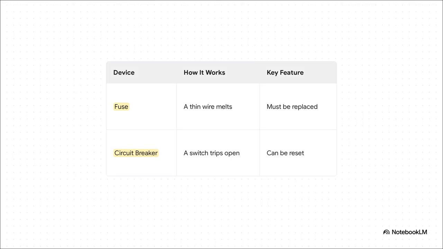The good news is our homes are packed with safety gear to protect us. You've got fuses, which have a tiny wire inside that's designed to melt and break the circuit if the current gets dangerously high. It's a one-time use device. Then you have circuit breakers. They do the same job, but instead of melting, a switch just trips to cut the power. The big advantage? You can just flip it back on again once it's safe.